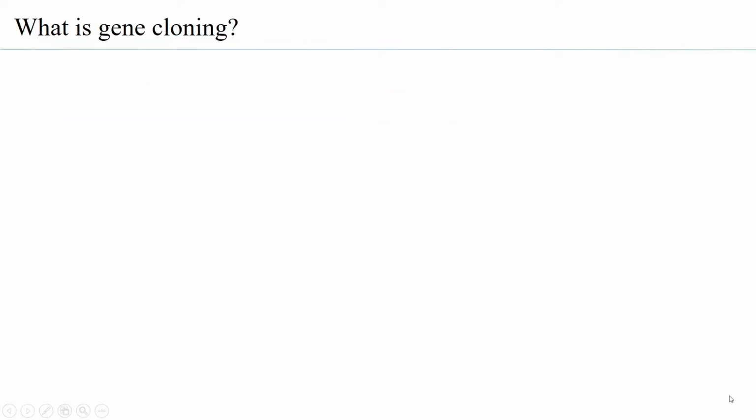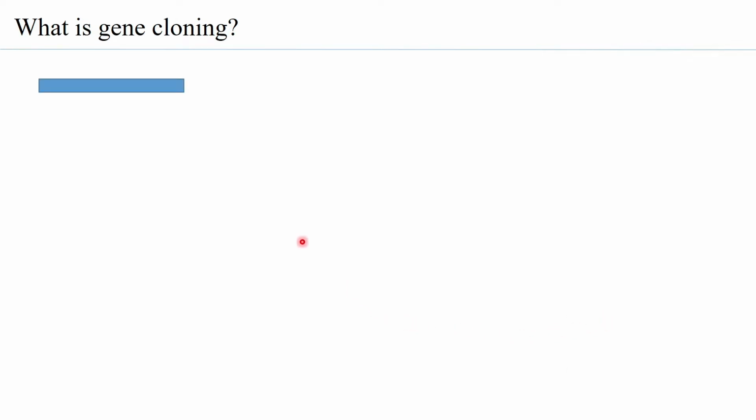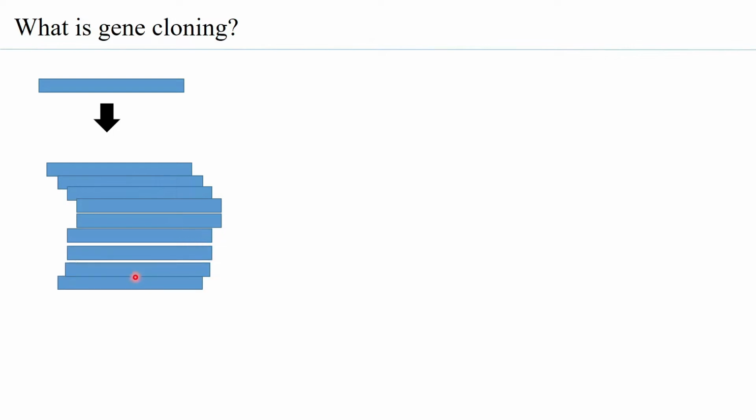So, when one asks what is gene cloning, the very simple explanation to this is that if you have a fragment of DNA which may comprise a gene, and if this fragment of DNA is multiplied into several copies, and each of these copies are identical to each other, then these are what are called clones. So it is very clear that there is amplification of a specific fragment of DNA or a gene.